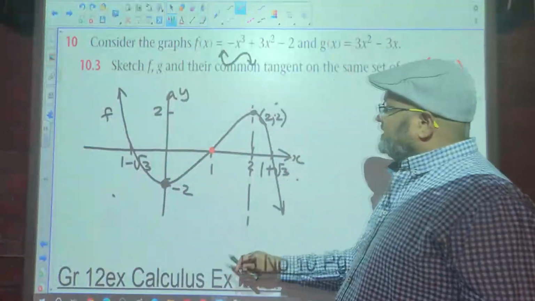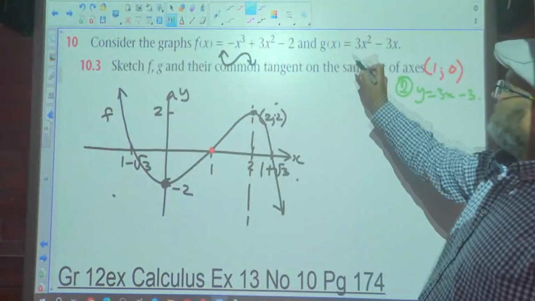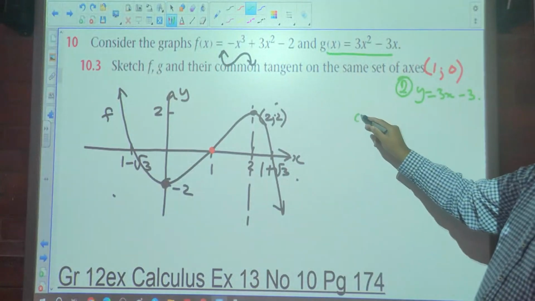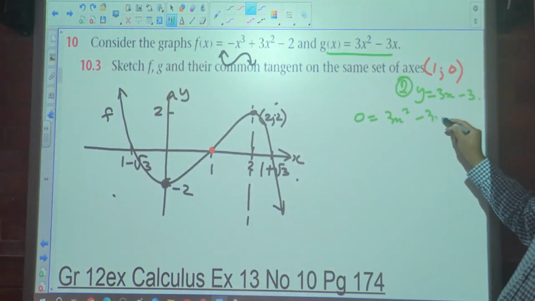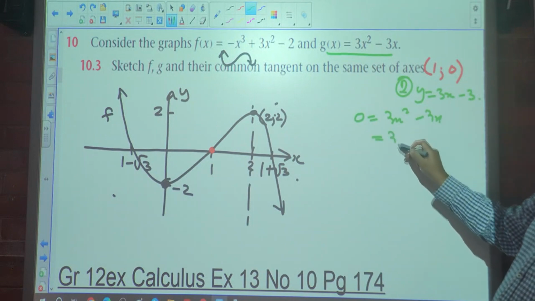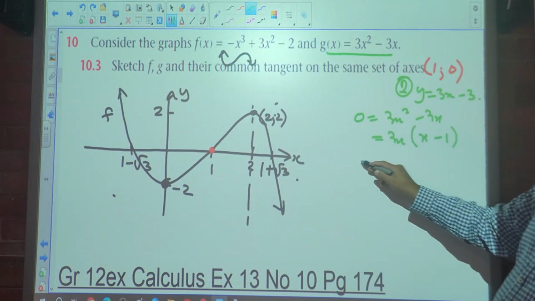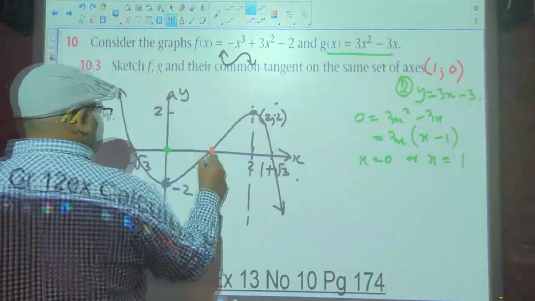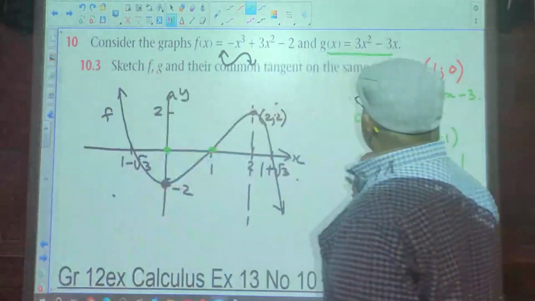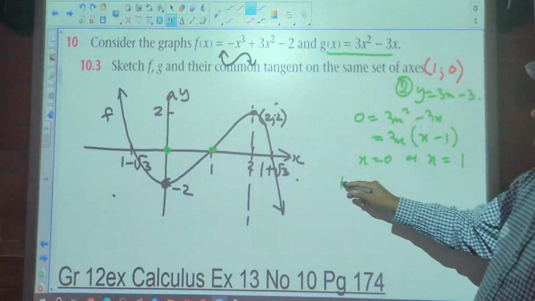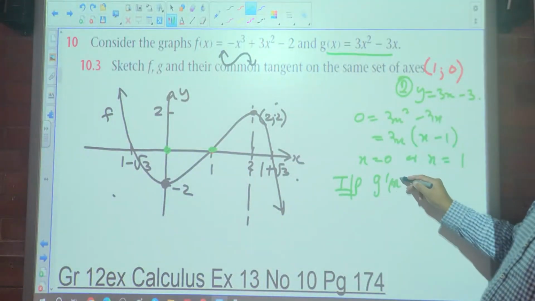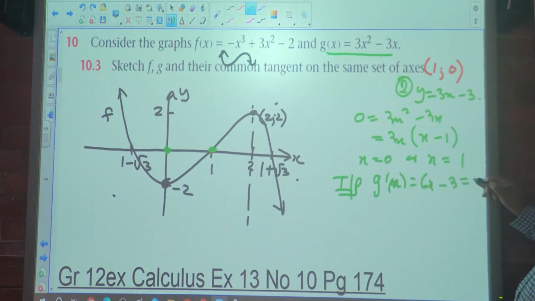Let's shift our attention to the parabola g. X-intercept at y equal to 0. So 0 is equal to 3x squared minus 3x. Take out 3x as a common factor, I'm left with x minus 1. So x equal to 0 or x equal to 1. Okay. The y-intercept, of course, is 0. For your turning point, what do you do for turning point? First derivative, which is going to be g prime of x, which is 6x minus 3, and say that equal to 0. So x equal to a half.